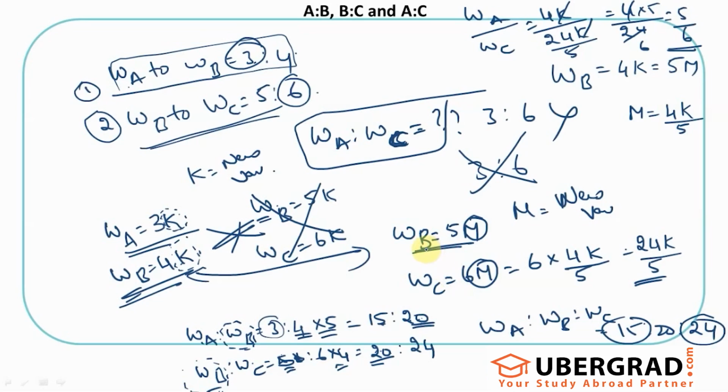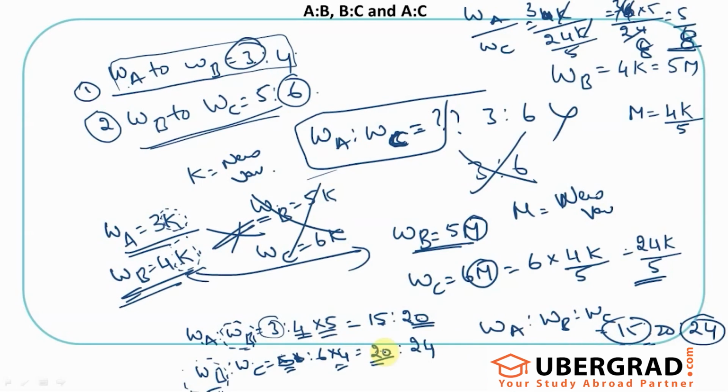I guess we have done something wrong, because this 15 is to 24 is 5 by 8. So WA should be 3k, my bad. Because WA is 3k, so this should be 3 into 5 by 20, so 3 8s are, so it will turn out to be 5 by 8. So 5 by 8 is the answer. WA is to WC is 15 is to 24, which is also 5 is to 8.